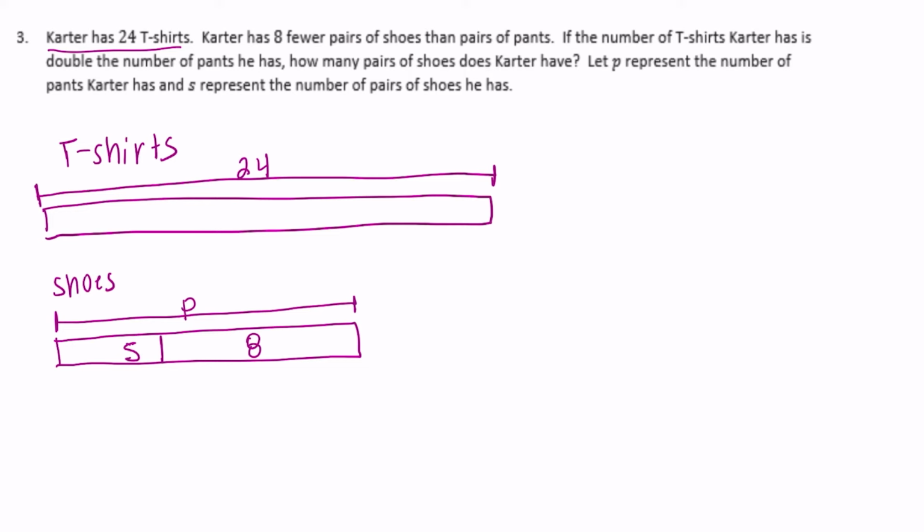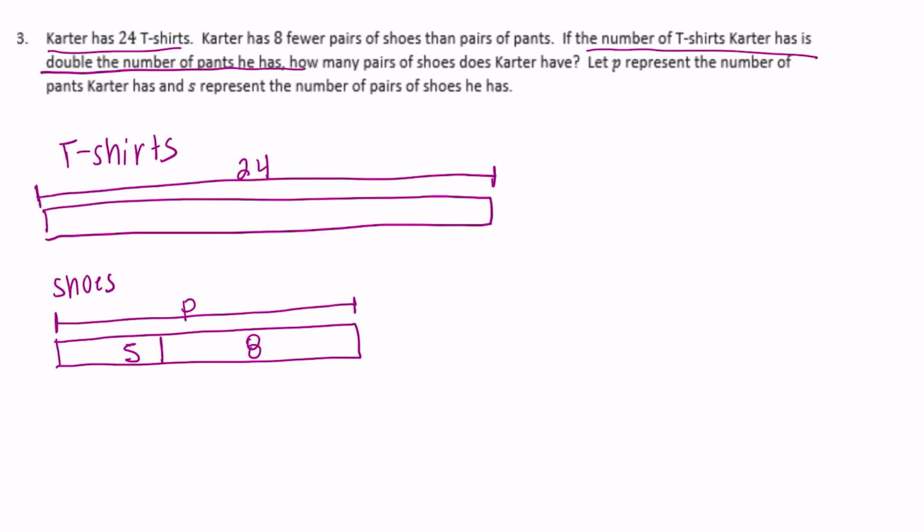Okay. And then the next sentence says, if the number of t-shirts Carter has is double the number of pants he has. So his t-shirts are double the number of pants. So 2 sets of however many pants he has is equal to 24, which helps us a lot. So we know that 2P is equal to 24. So we can figure out what P, or pants, is equal to.